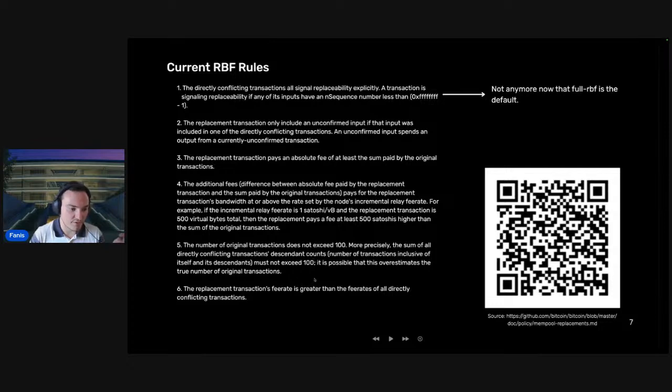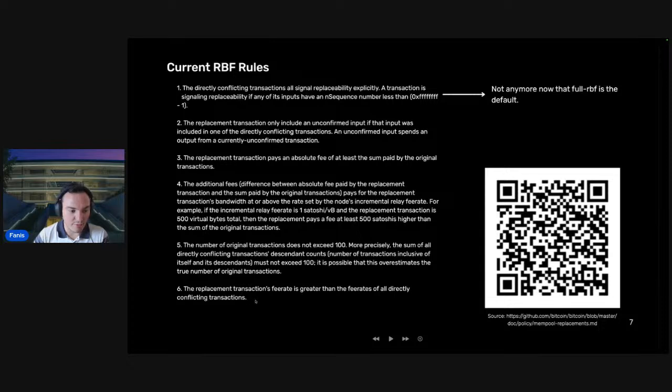And yeah, the replacement transaction's fee rate is greater than the fee rate of all directly conflicting transactions. So basically, that's for incentive compatibility. What we call incentive compatibility when we talk about mempool policies is basically we want miners to maximize their profit, their revenue. That's what is defined as incentive compatible.